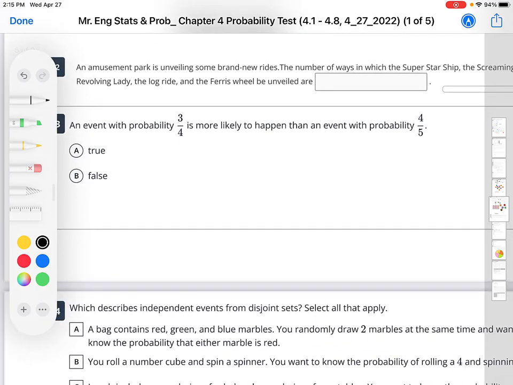This question: an event with probability 3/4 is more likely to happen than an event with 4/5. More likely means it is greater. Well, the student who doesn't know their fractions, they're probably going to pick 3 is smaller than 4. But if you actually turn this into a decimal, you realize that 4/5 is greater. So the question is, is 0.75 greater than 0.80? This would be false. So the answer for this one is going to be false.